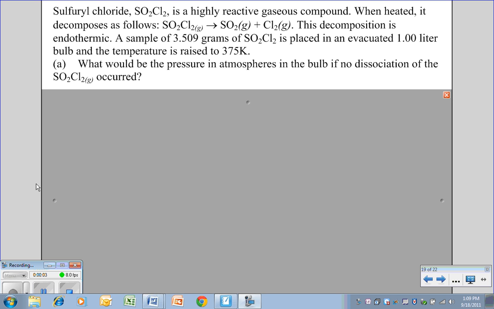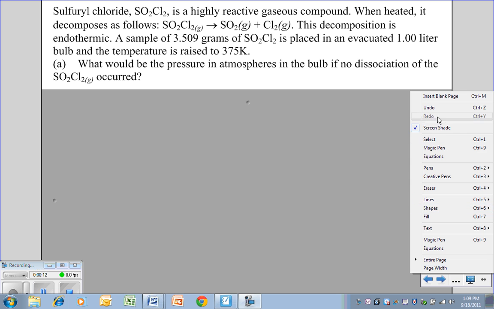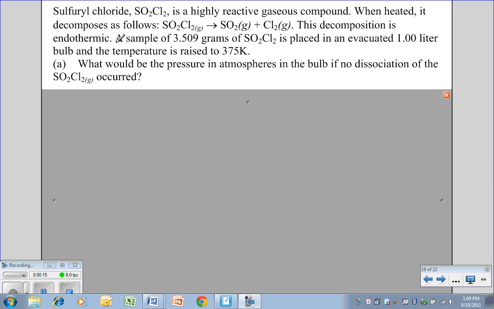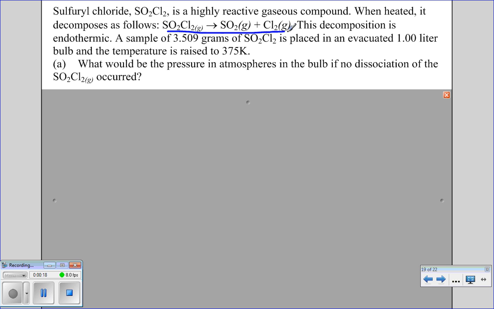In AP style problem number 4, sulfuryl chloride, SO2Cl2, is put into a container, and we can see from the initial write-up that we've got an equilibrium equation right here. We're told that it is endothermic. We're given how many grams of sulfuryl chloride is put into a 1 liter container, and what the temperature is in Kelvin. This 1 liter container is very convenient because now we know that all of our molarities are going to be the same as the moles of these chemicals.